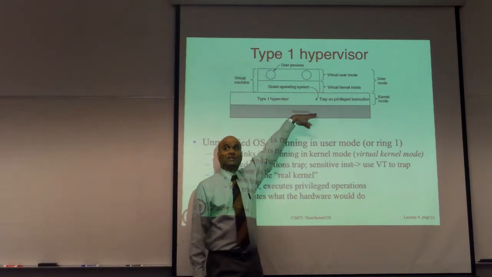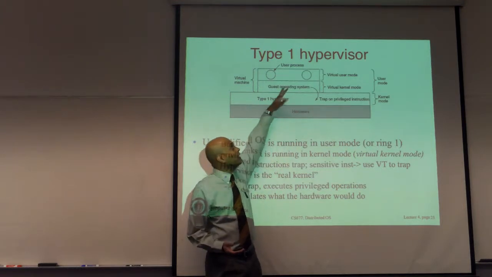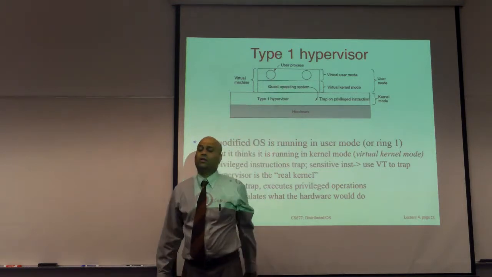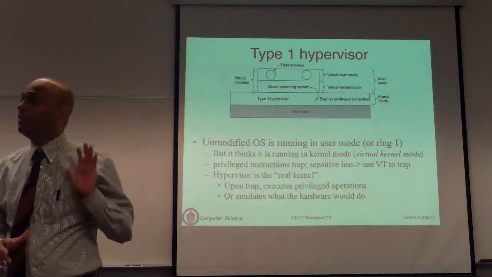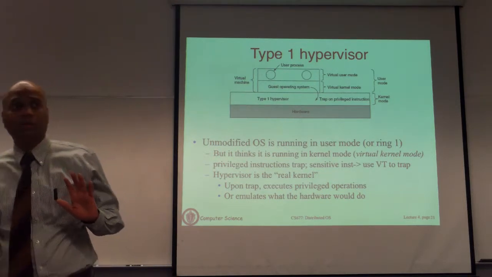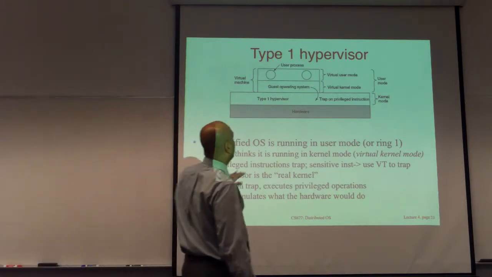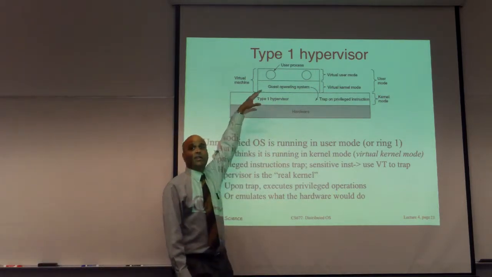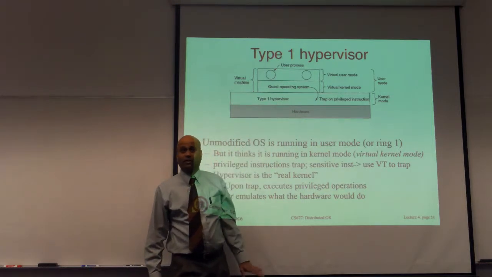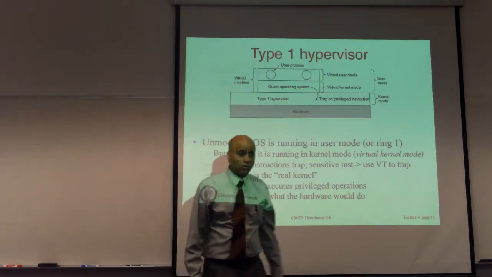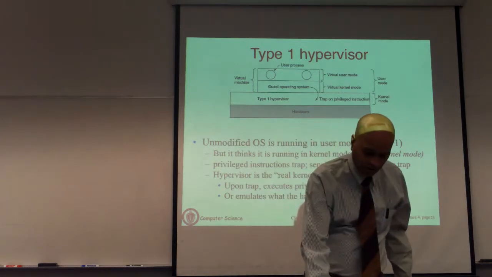Instead, the guest OS will trigger a trap, which is like an interrupt. That interrupt goes into the type 1 hypervisor. The hypervisor will perform that task on behalf of the guest. So the guest OS doesn't directly talk to the underlying hardware or manage the underlying hardware. It does so through the virtualization. That's the thing to keep in mind. So that is type 1 hypervisor.